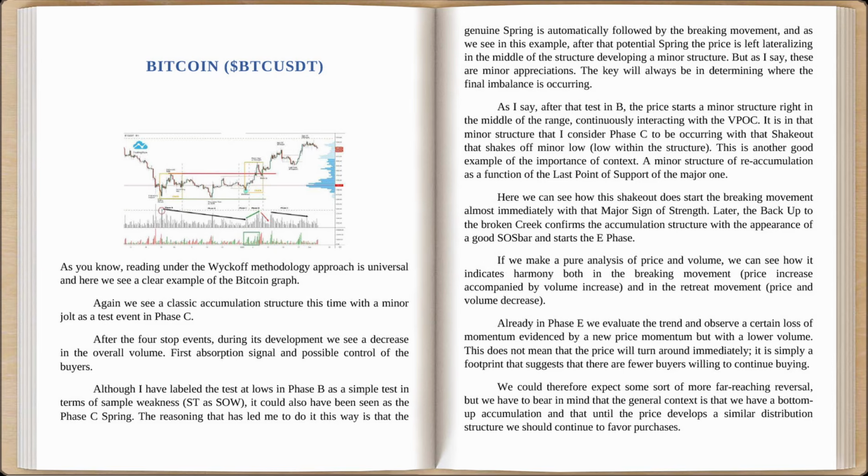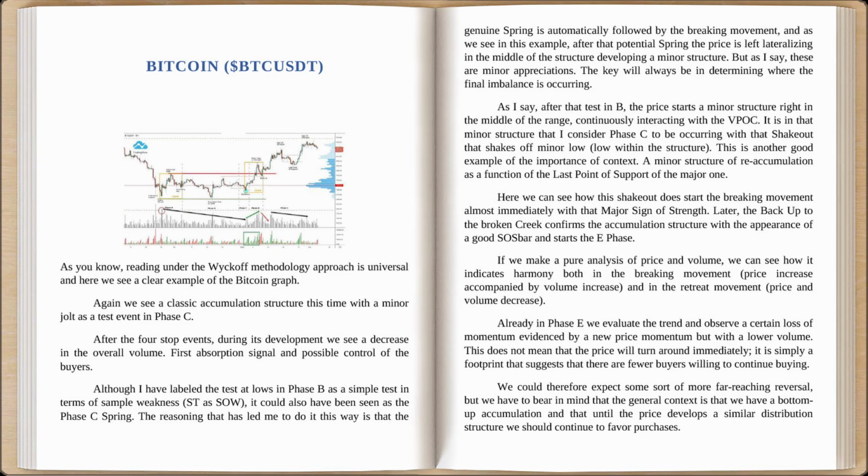Although I have labeled the test at lows in phase B as a simple test in terms of weakness, it could also have been seen as the phase C spring. The reasoning that has led me to do it this way is that the genuine spring is automatically followed by the breaking movement, and as we see in this example, after that potential spring, the price is left lateralizing in the middle of the structure, developing a minor structure. But as I say, these are minor appreciations. The key will always be in determining where the final imbalance is occurring.